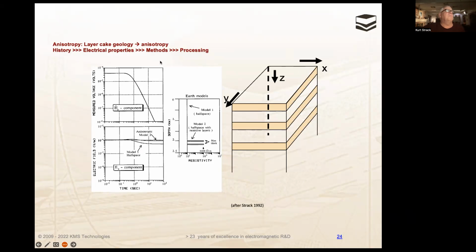When we measure magnetic fields, we do not see it. The curves with or without the reservoir are the same. When we measure the electric field, we see this. So number one, we know anisotropy is important to electromagnetic measurement. And number two, we know that thin resistive layers can be measured with electric fields.